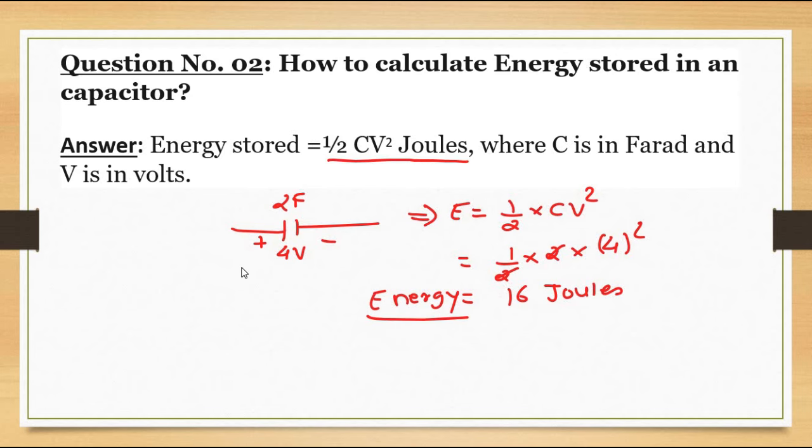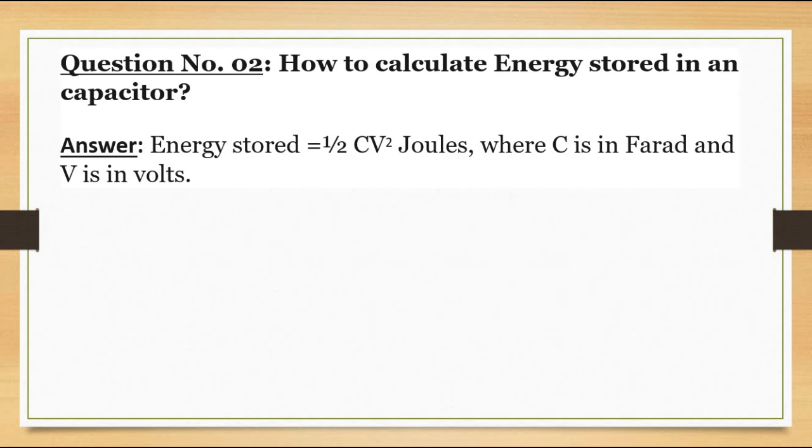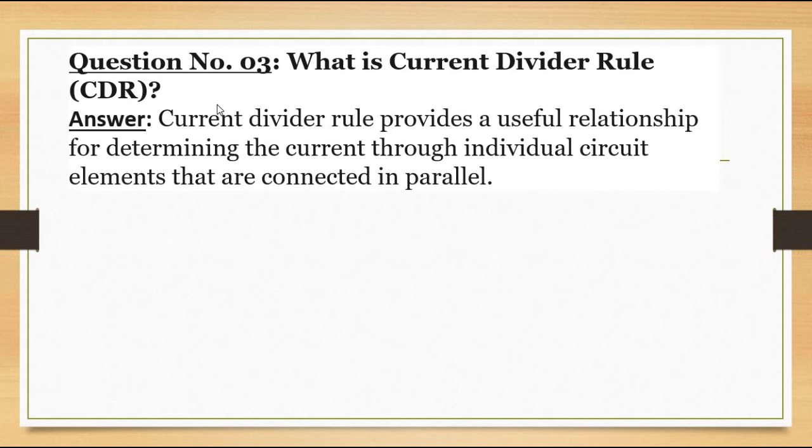Let us move towards our third question. Our third question is, what is current divider rule? So current divider rule provides a useful relationship for determining the current through individual circuit elements that are connected in parallel. So it is useful for finding the current in the elements which are connected in parallel. So let us see one example for it.